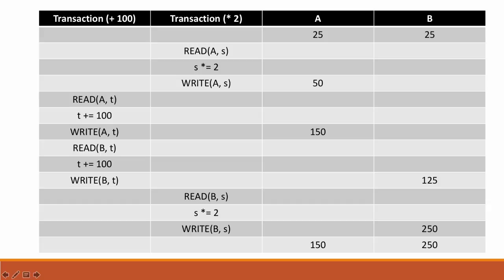Now note, this violates consistency. It violates our consistency constraint that A should be equal to B. There's no way for one transaction alone to violate our consistency constraint. However, mixing them up in this non-serializable way comes up with an outcome that we could never have gotten by a serial schedule. This is a non-serializable schedule. This is bad. This is what we're trying to avoid.